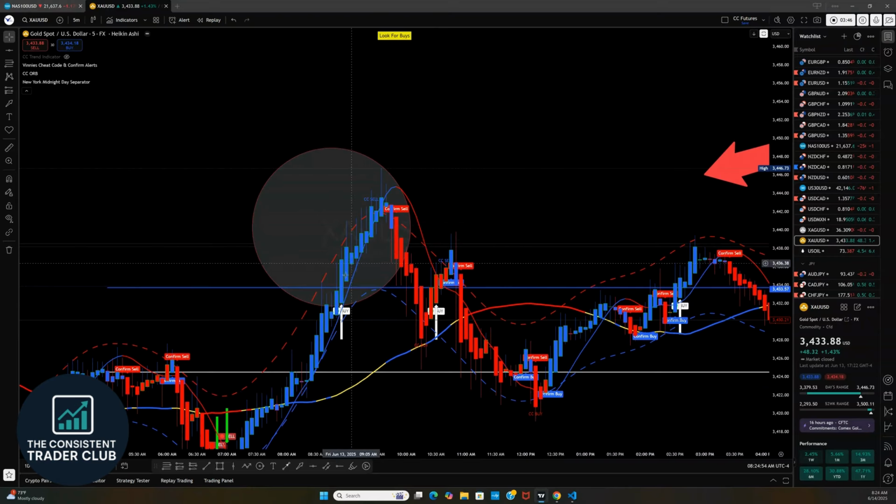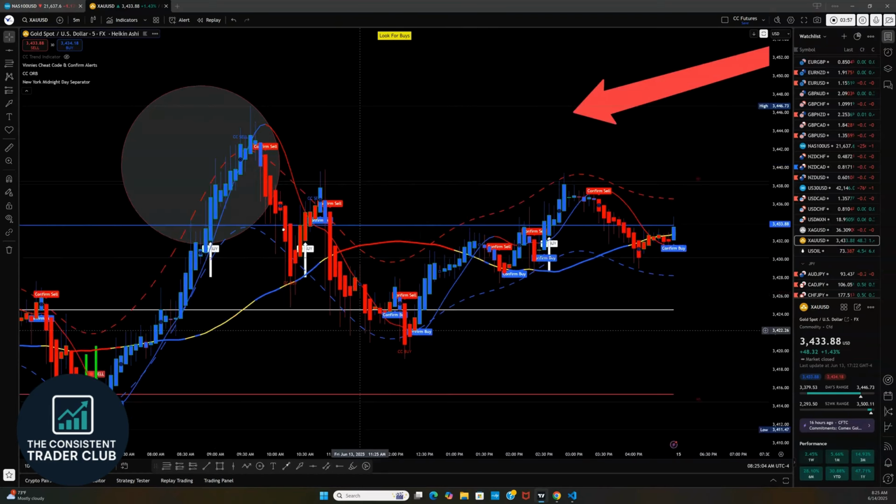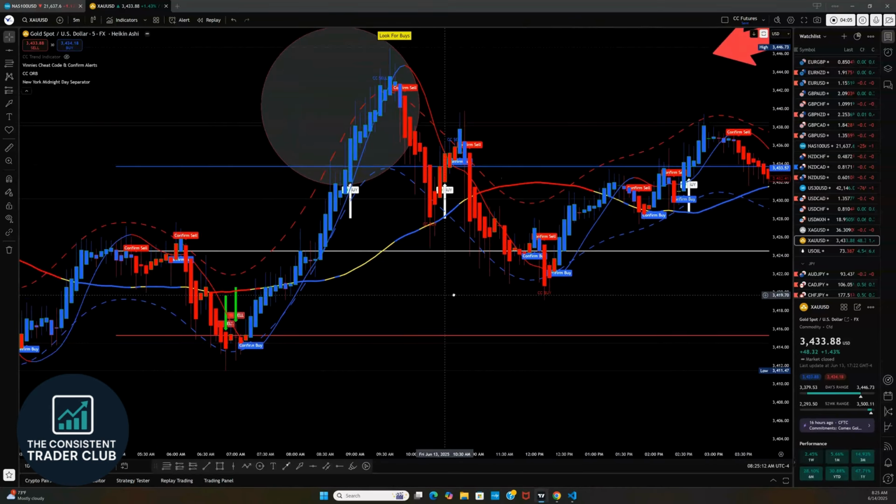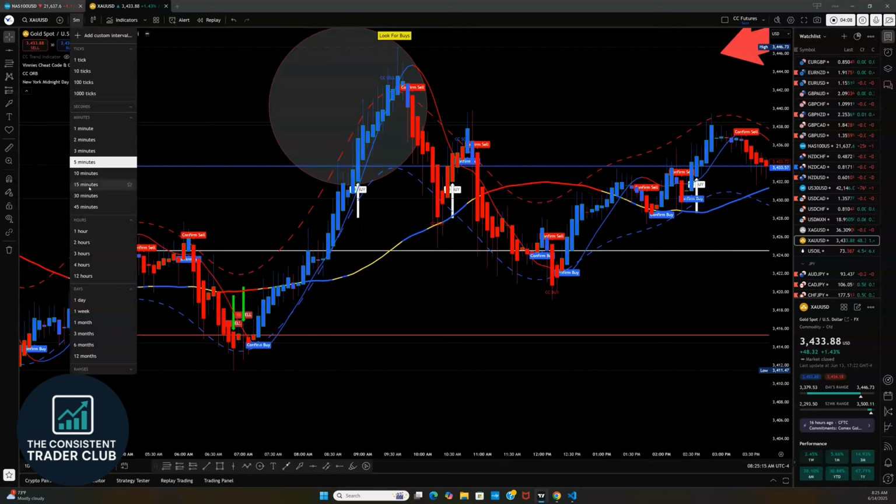But for me, since I trade off a 15-minute, I would not have taken this trade here, just simply because the higher time frame is telling us that price is going to reverse. So I would have waited until I had an opportunity to sell gold that day. Okay, let's go to a different pair real quick just to show you.